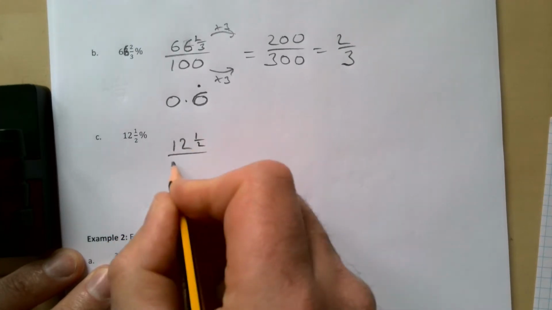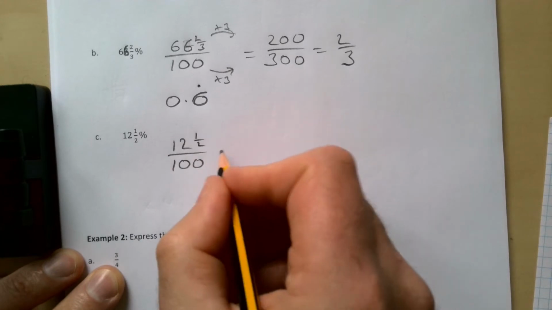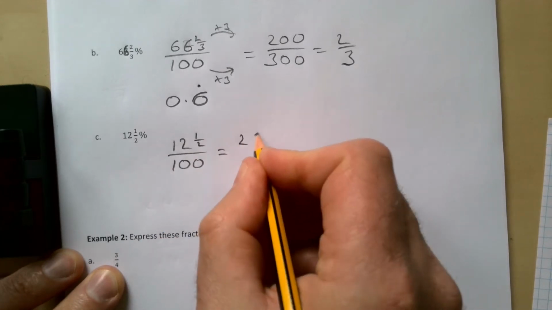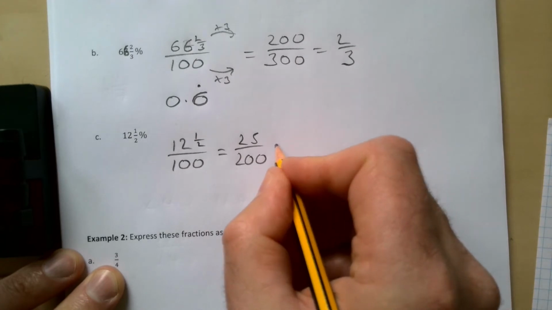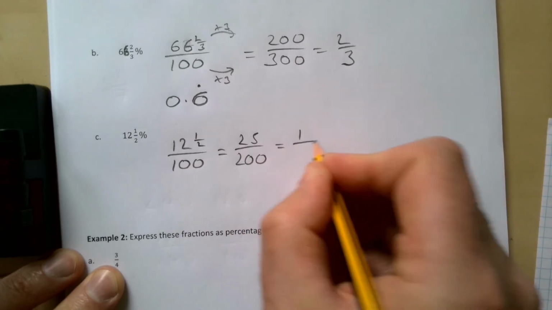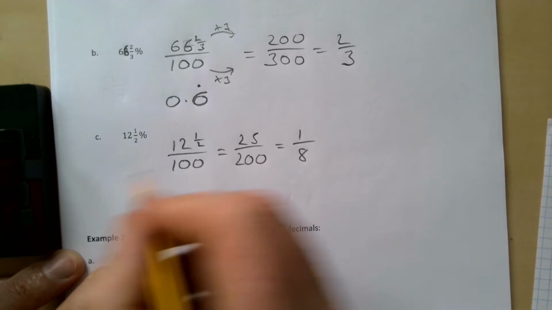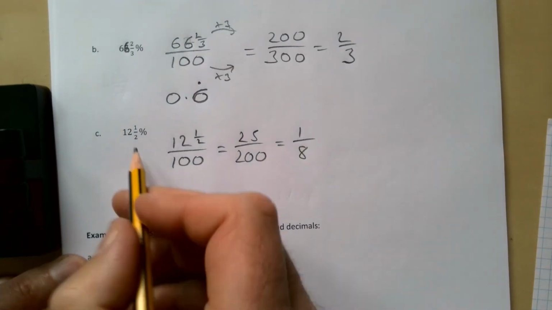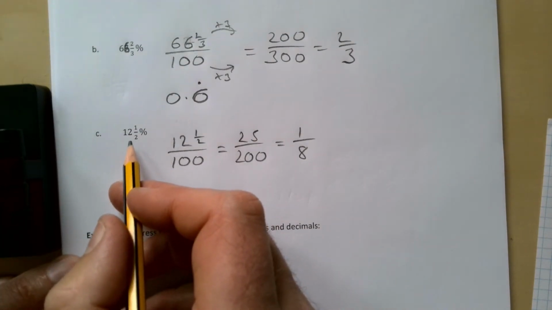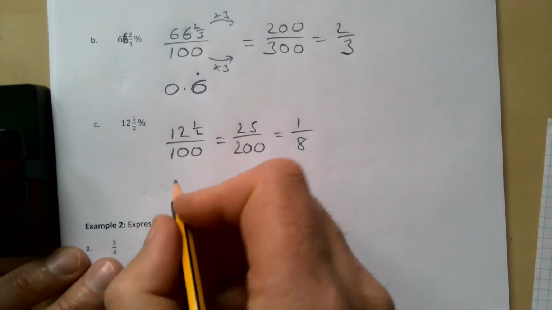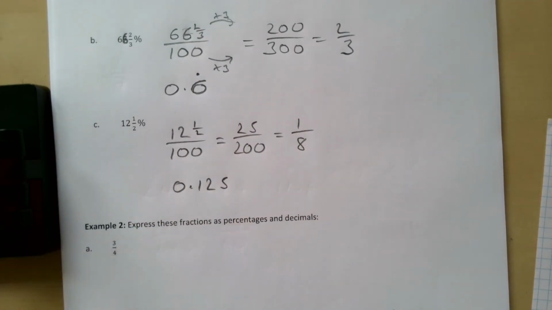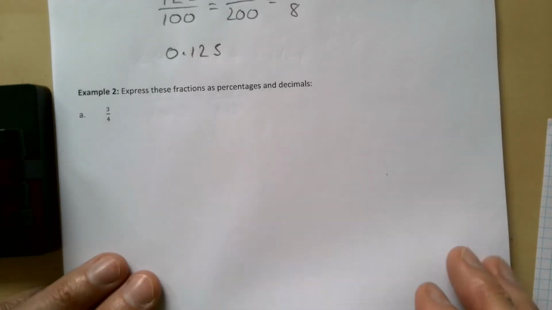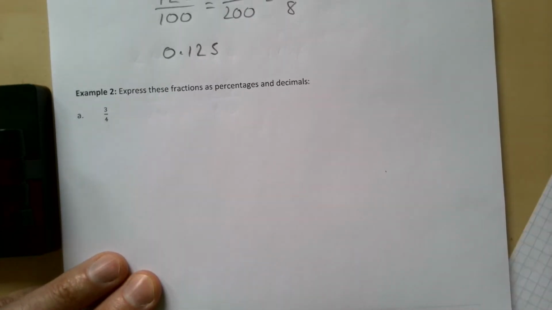12.5% is a similar one, so that's going to be 12.5 over 100. If we times top and bottom of this by 2, you get 25 over 200, and then if you divide by 25, you would get an eighth. So 12.5%, if you didn't know, is just half of 25%, which is a quarter, so that's going to be our eighth. As a decimal then it's going to be 0.125.